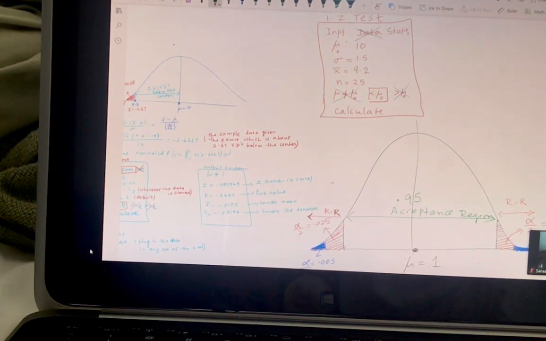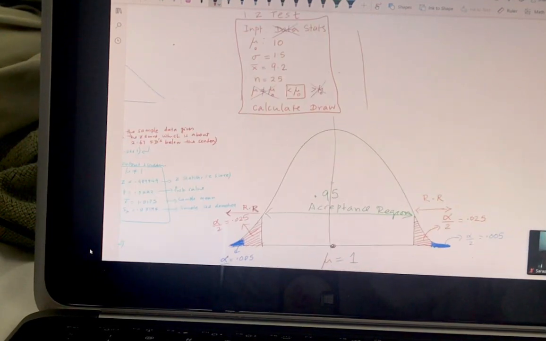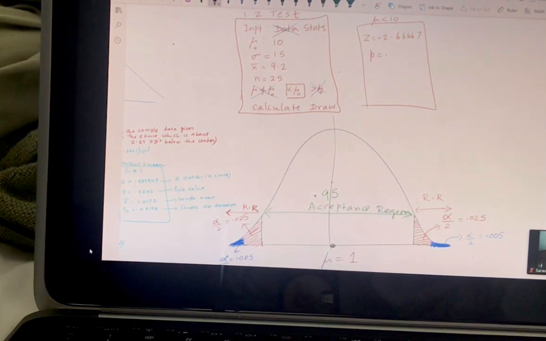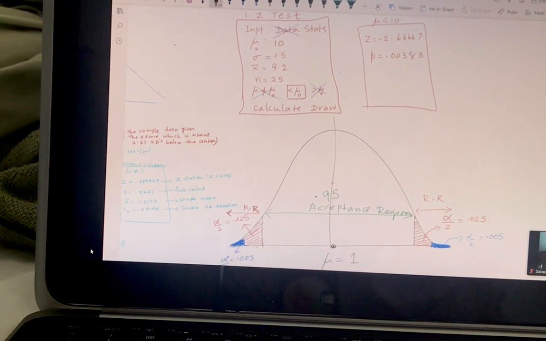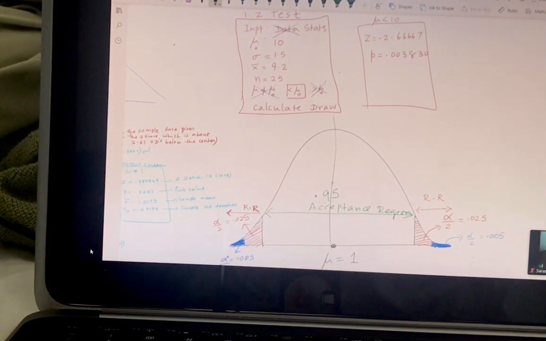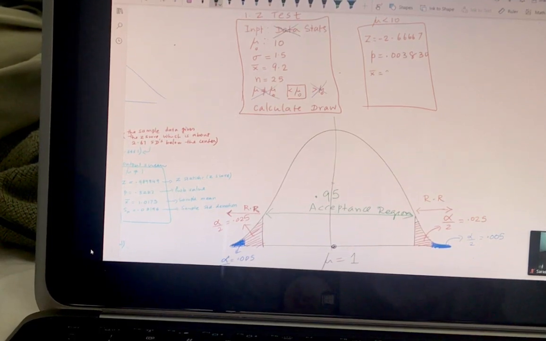Some people will have the draw option. I don't know what calculator you are using. So I am going to hit calculate. When I hit calculate, this is what I would be getting, the output screen. The output screen will say mu less than mu sub 0, and then my z-score is negative 2.666667, and my p-value is 0.0038. Then my X bar value is 9.2, and N value is 25.